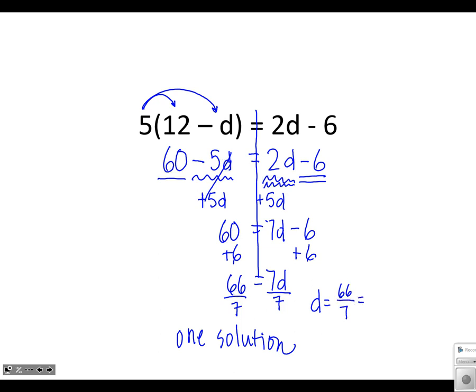I could make it a mixed number, but that is not necessarily more simple. It would be 9 and 3/7. Either one of those is fine. An answer can be a fraction. I know we don't do it very often, but it happens more often than not in real life. And that's a perfectly good solution. D equals either this or this, which is the same number, fraction. No problem. 1 solution.